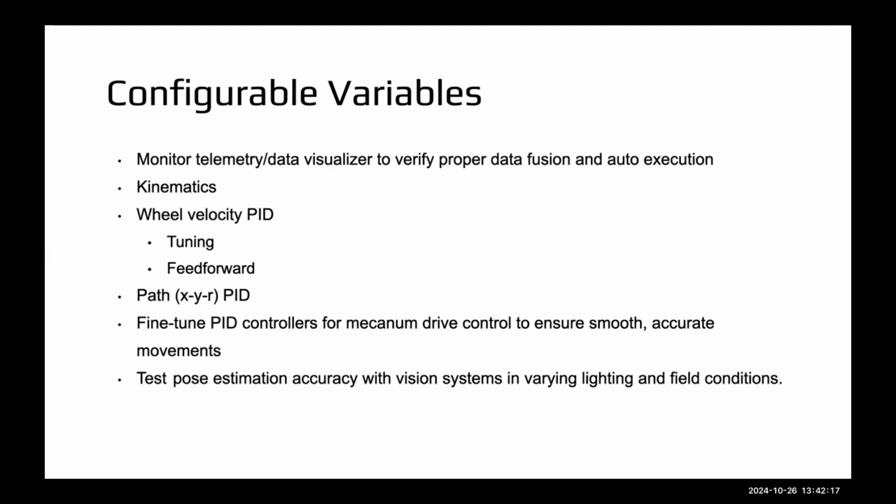If the wheel velocity is fine, but the path is still not going quite where it's supposed to, then you want to look into the path PID, which is the PID controller for the robot's pose. All of this is done so that you can ensure that the drive control is smooth, accurate, and able to go where it needs to be.